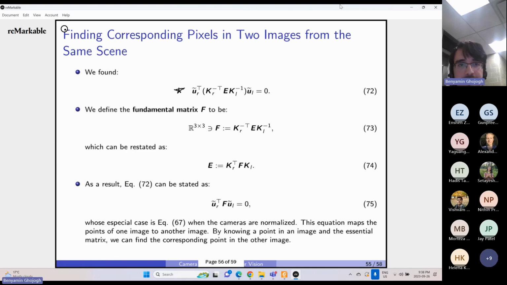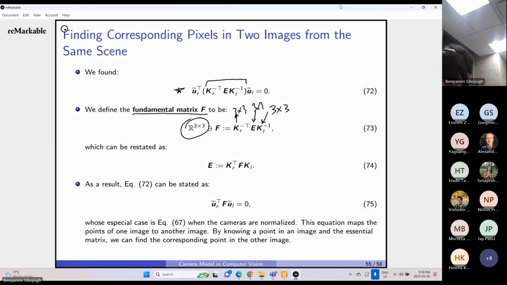So I'm repeating it here. Now let's define this to be the fundamental matrix, F. This is a very important matrix in computer vision. This is KR inverse transpose, essential matrix, KL inverse. This is 3 by 3, this is 3 by 3, this is also 3 by 3. So the fundamental matrix is also 3 by 3. Okay. You can also reset it to be this.